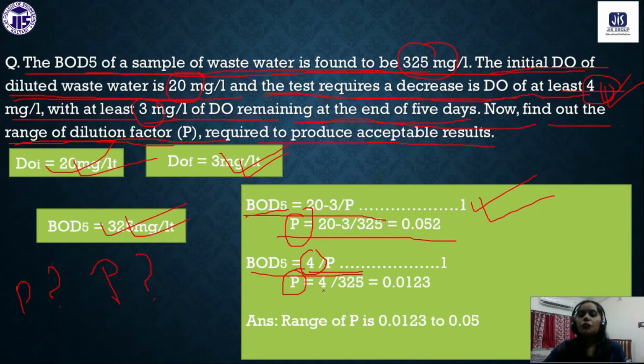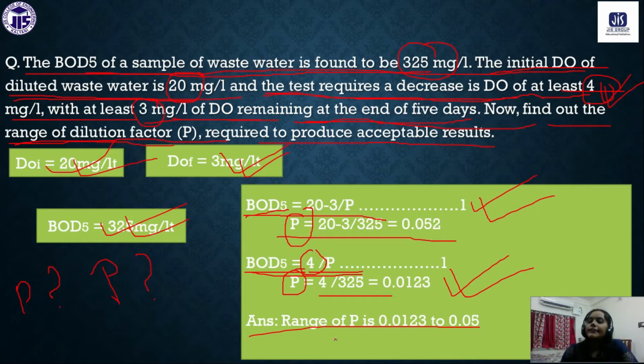Now P equals 4 by 325. Already the BOD5 value is given. So from this equation 2, we can get another value of the dilution factor. Now we can get the total answer, that is, the range of P is 0.01232 to 0.05. Understand? Yeah, this is the range of P.